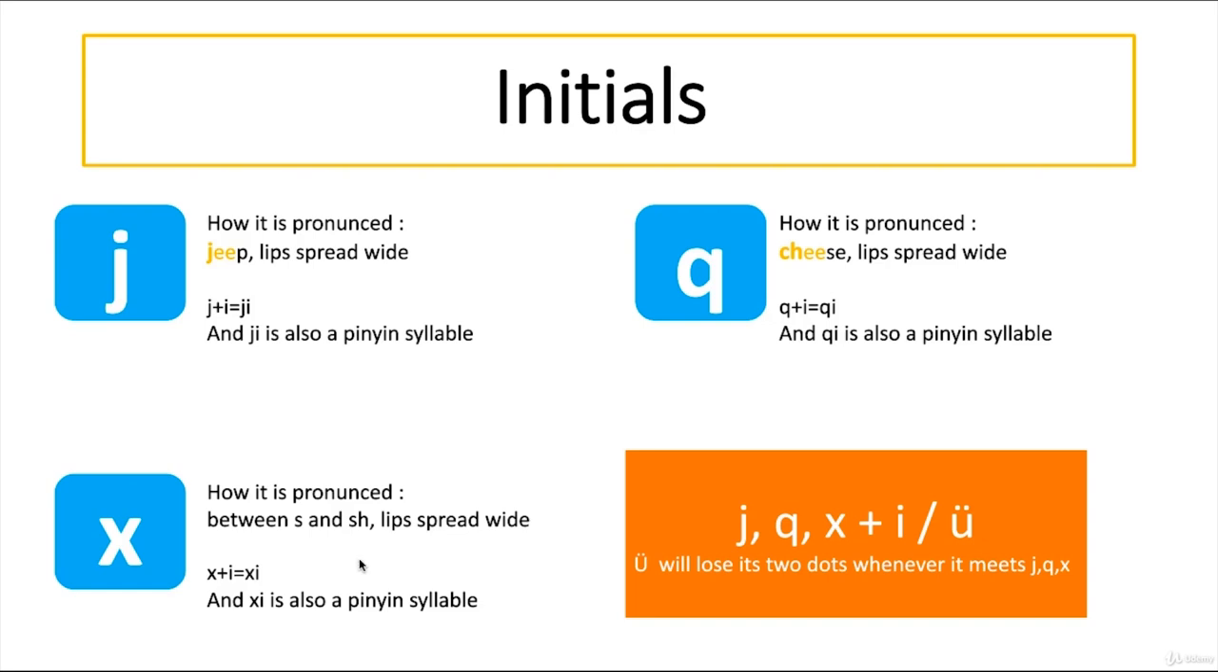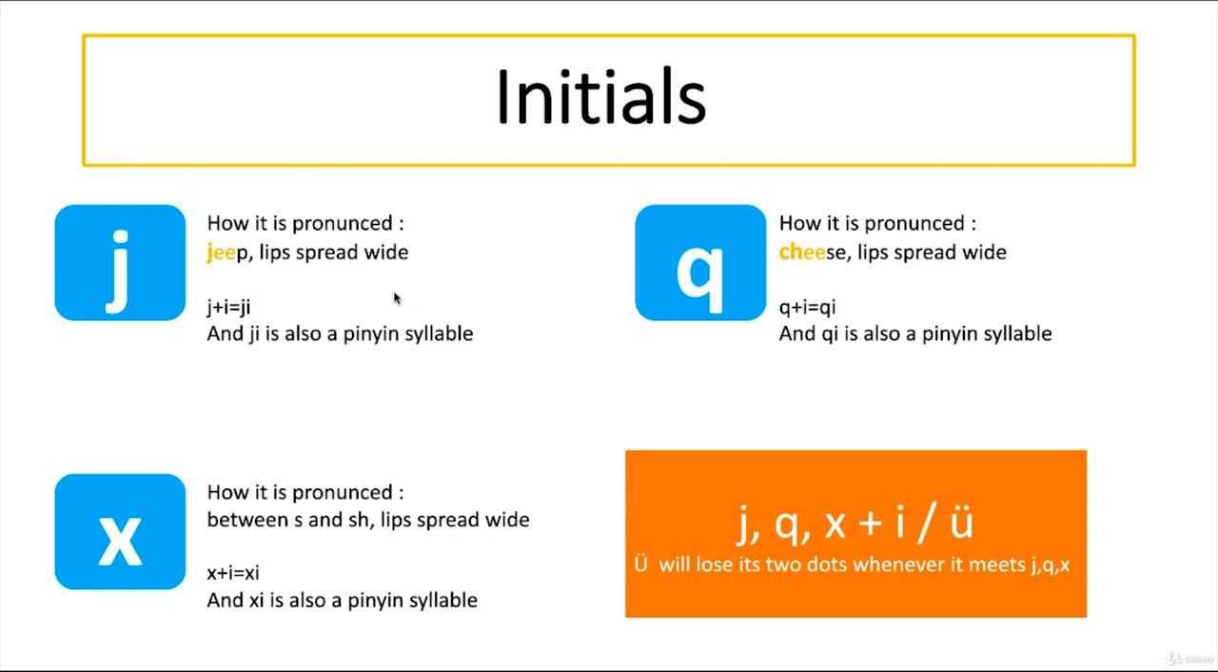Ji, qi, xi. This group is relatively simple because out of the 6 simple finals we have, only I and U can be used after ji, qi, xi. So we only have 6 syllables here. But whenever ji, qi, xi meets U, U loses 2 dots on the top because there are no ji, qi, xi plus ü syllable. When you pronounce them, remember to involve your hard palate, which is the roof of your mouth.